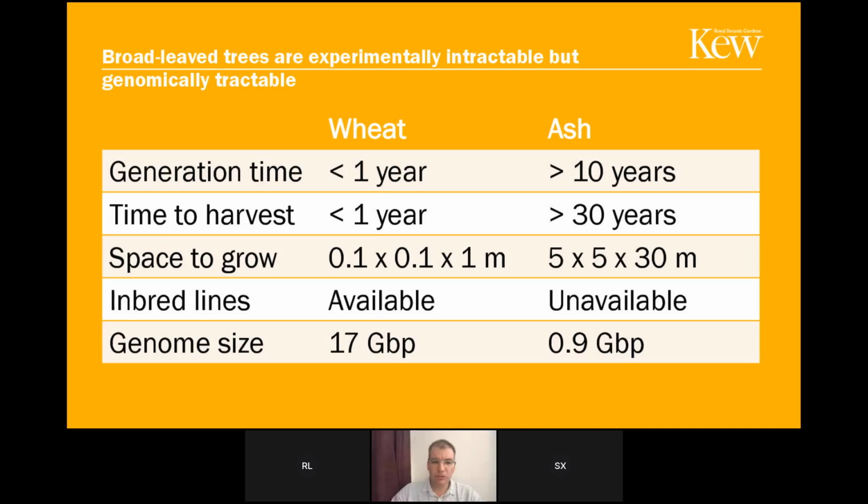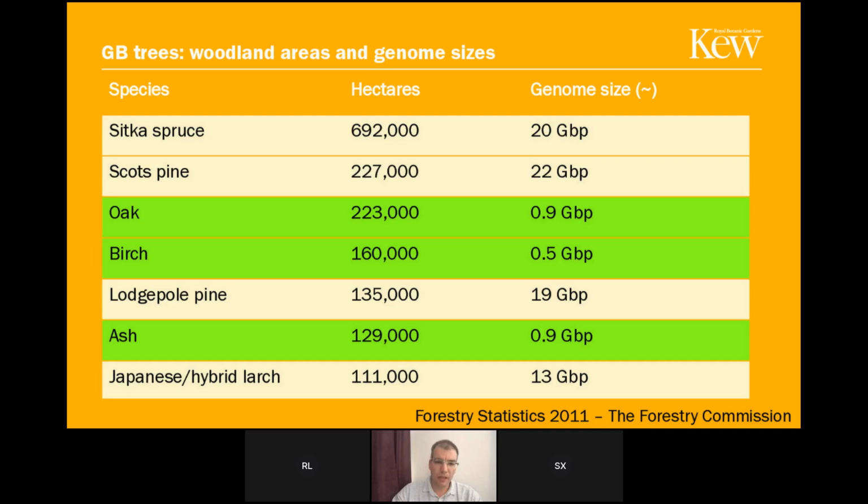So there's a real opportunity here. We can do genomics quite cheaply on ash because of its small genome size. And this is actually true of most broadleaf trees. So here's a list of the main tree species that are grown in the UK with the hectarage of their growing. Sitka spruce is the most grown one, but that has a genome size of 20 gigabase pairs. So does Scots pine. Most of the conifers have huge genome sizes, but you can see broadleaf trees like oak and birch and ash.